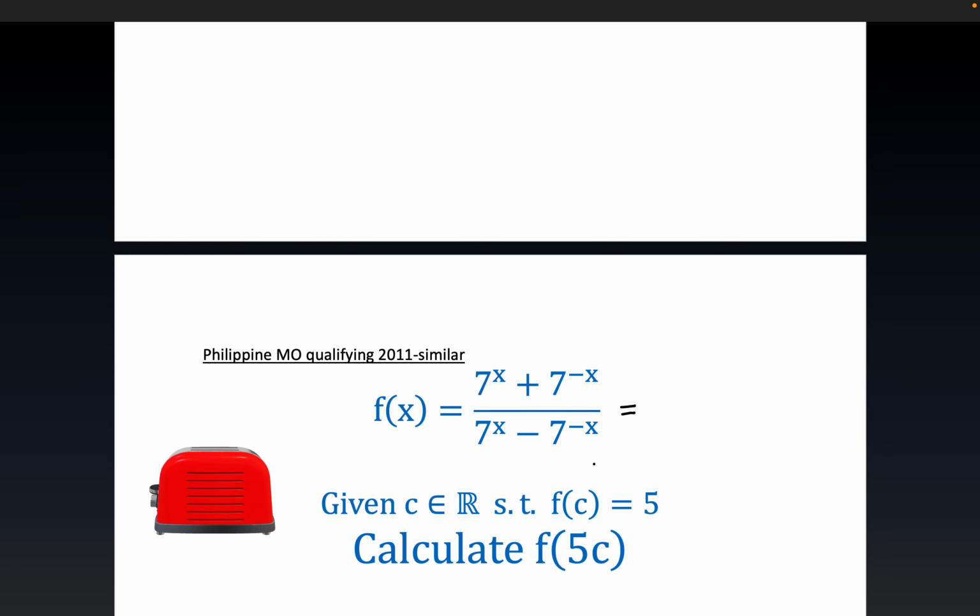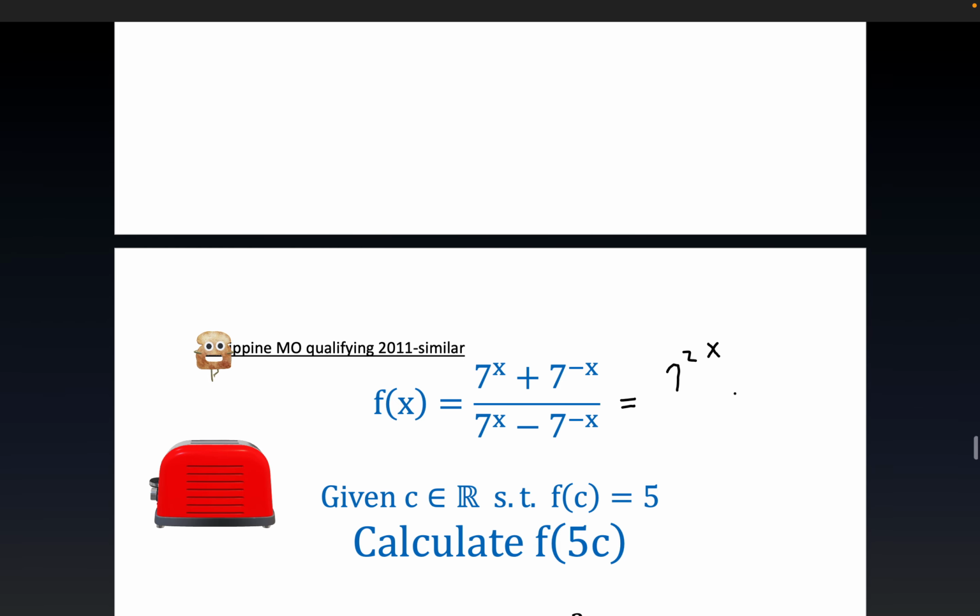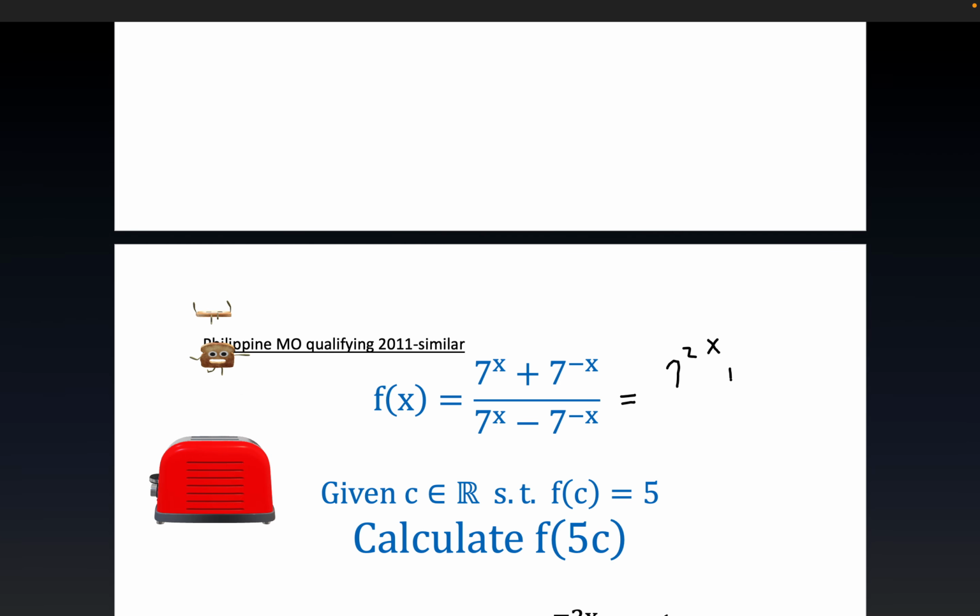Now let's start out by simplifying the expression that we're given for the function. You can rewrite this as 7 to the 2x plus 1, over 7 to the 2x minus 1. And you can see this is being accomplished by just multiplying by 7 to the x top and bottom, which is equivalent to multiplying by 1.